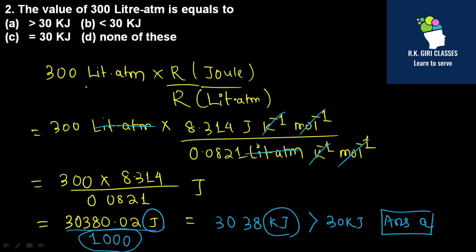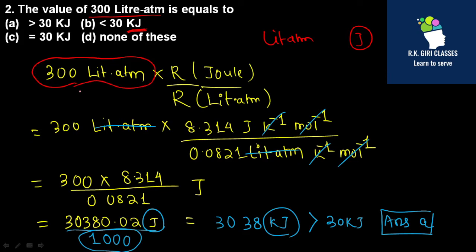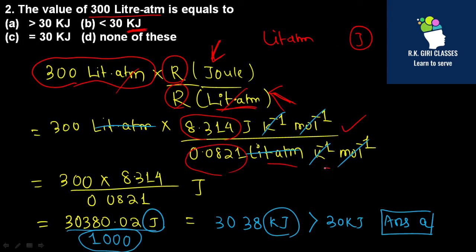Coming to the next slide, the value of 300 liter atm equals to how many kilojoule. That means you will convert liter atm into joule, right? So here it is your 300 liter atm, multiply with R, divide with R, but the above will be joule and the below will be liter atm, because you have to cancel liter atm and liter atm, that's why. So put the value of R in joule, that is 8.314 joule Kelvin inverse mole inverse, and here this is 0.0821 liter atm Kelvin inverse mole inverse.